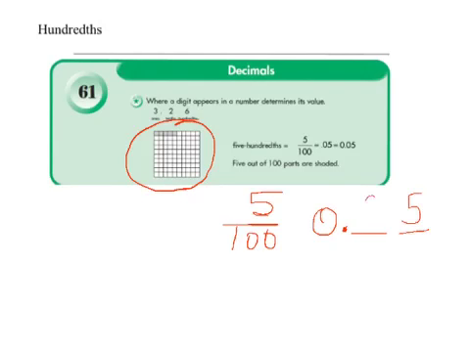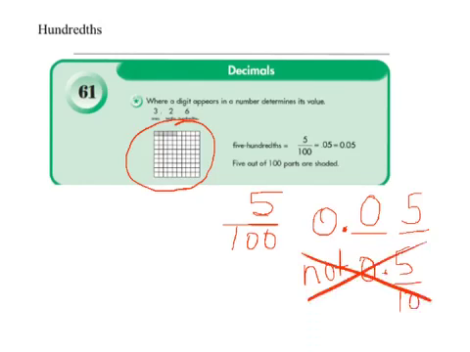What do we fill in here? We fill in a 0. So 0.05, not 0.5, because then our 5 is in the tenths place, which is the same as 5/10, which this is not. So be careful.